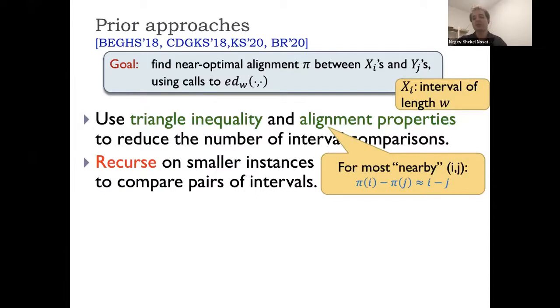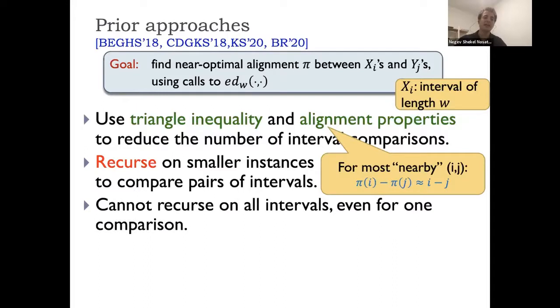The way they compare substrings, all the work until now basically recurses on smaller instances in order to compare the w-length intervals. And using recursion is very expensive. In fact, one cannot recurse on all sets of intervals, all n sets of intervals.